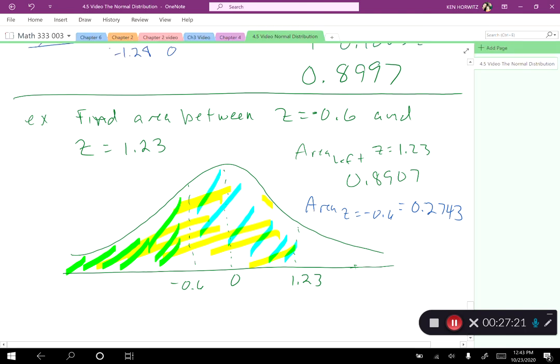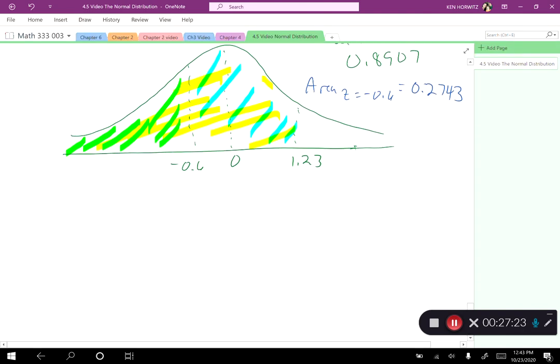So let's go back to blue. I like writing in blue. So I take 0.8907 and I subtract 0.2743 from it, and I get 0.6164.